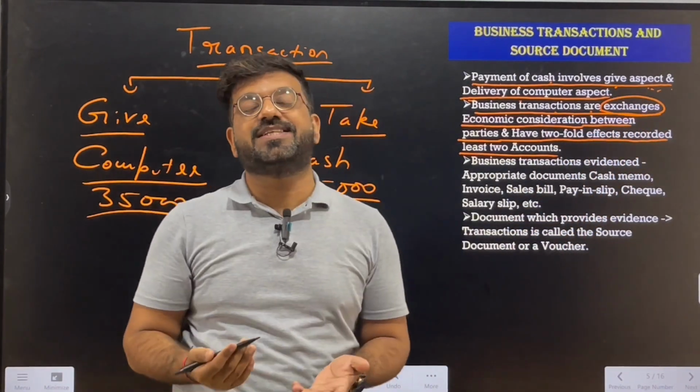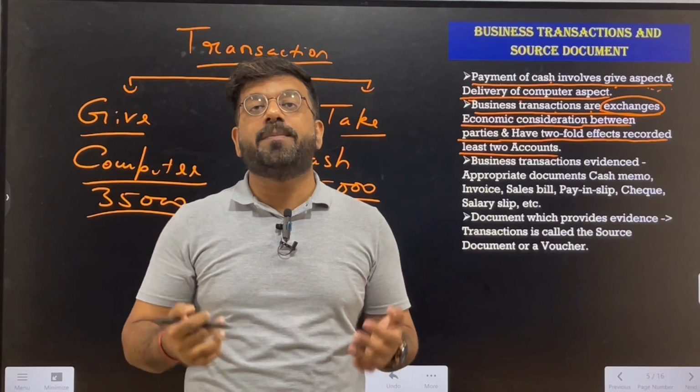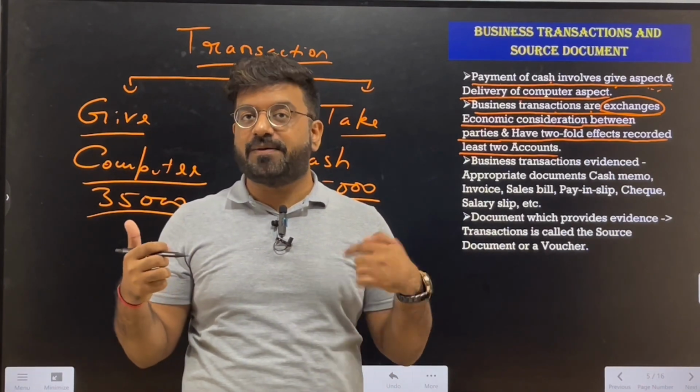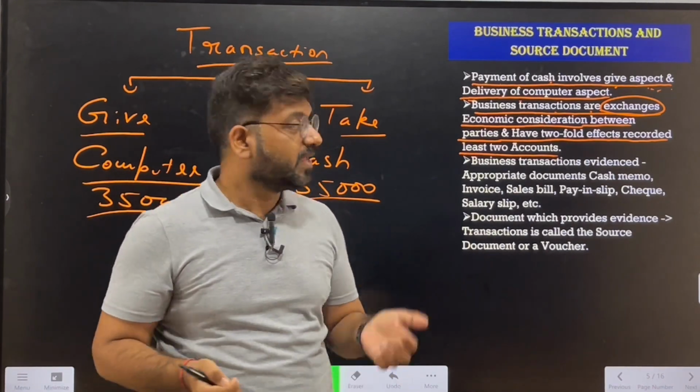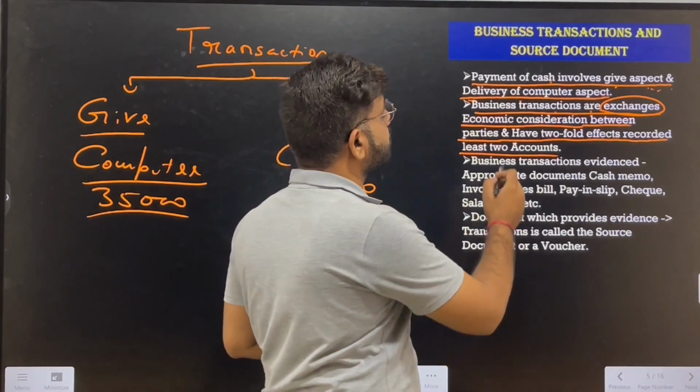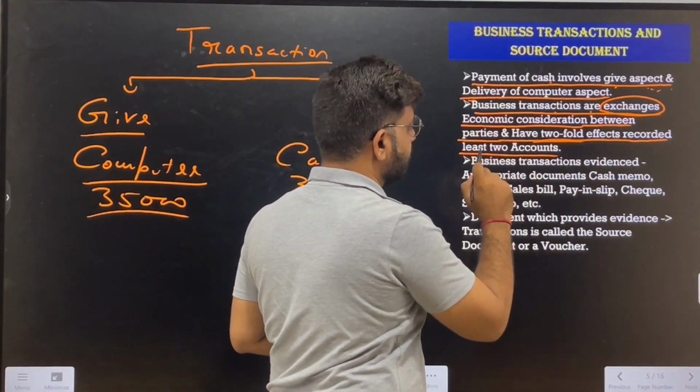So business transactions are exchanges. Now, what are we exchanging? Obviously, we are exchanging economic benefits. The first one is the amount, the second one is the product. So this is how we exchange the two items. Next, they have twofold effects, as we just saw.